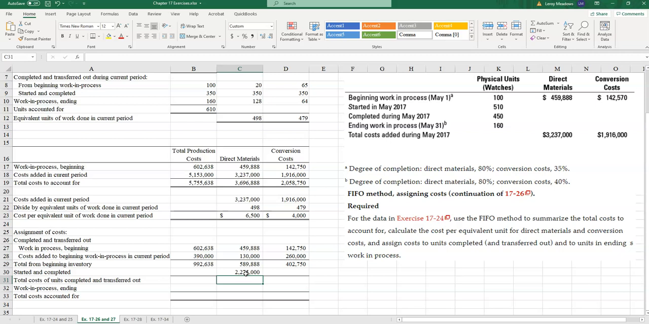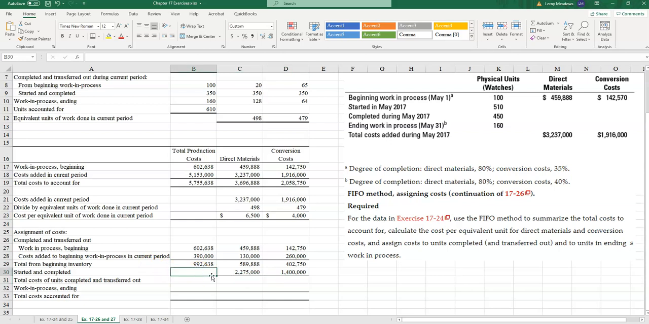Now, let's do our conversion costs. How much in conversion costs did I incur this month for the units started and completed? Well, $4,000 cost per equivalent unit. I can multiply that by the 350 equivalent units of work done this period for conversion costs, and I have a total of $1,400,000.